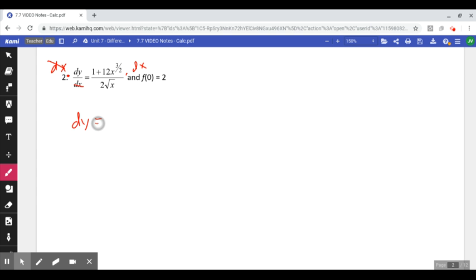We'll have dy is equal to, and then I've got this whole mess over here, 1 plus 12x to the 3 halves power in the numerator. In the bottom, I'm going to change this to 2, and then I'm going to make that an x to the 1 half. So we'll change that square root of x into x to the 1 half. And then our dx is on the right-hand side. No y's are on the right-hand side, so we don't have to move those over.